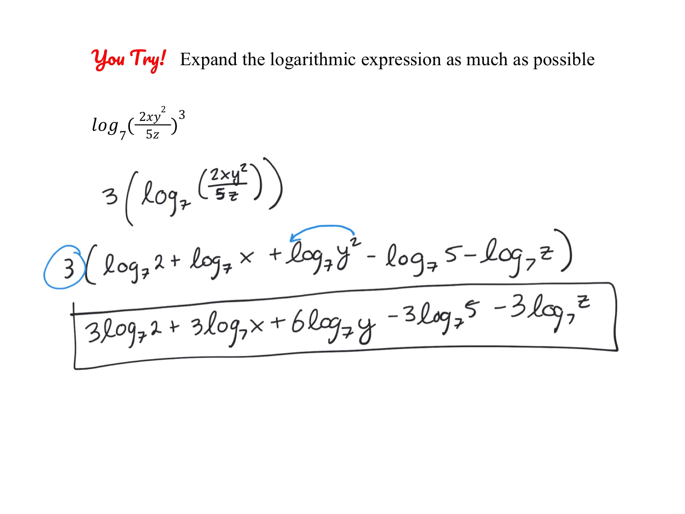All right, so one thing to notice is that this entire term, the 2xy squared over 5z, is being raised to the power of 3. So you could raise each term inside to the power of 3. So you could have 8x squared y to the 4th over 125z cubed. Or you can take this 3 and move it out front from the beginning, and then expand from here and then distribute the 3 in later. And if you have negative log base 7 of 125 instead, it means the same thing. So that would be fine as well.